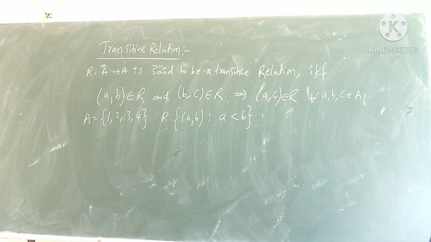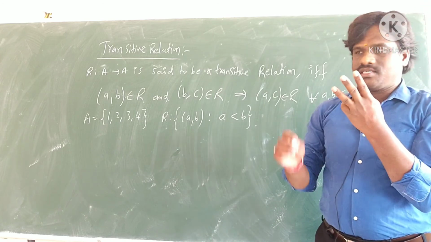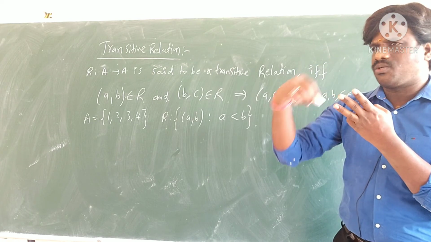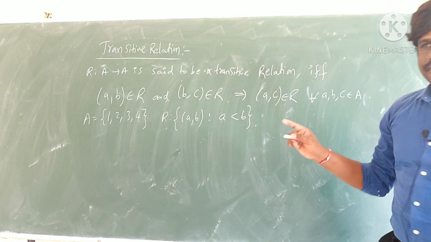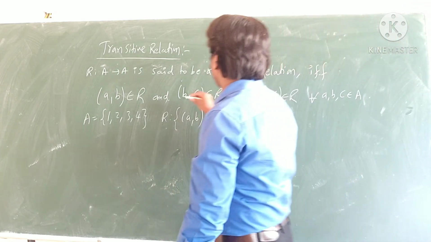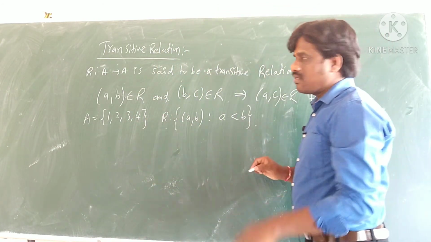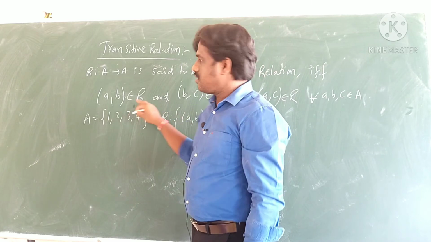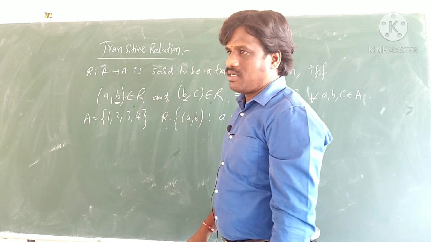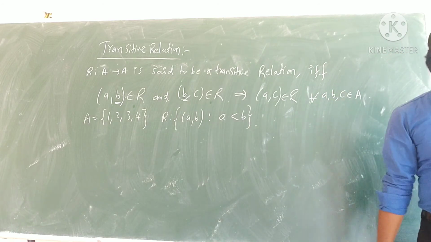So the next relation is the transitive relation. These three are very important relations: mainly reflexive, symmetric, transitive. They asked on these in previous year questions, so we'll do questions tomorrow. Now what is a transitive relation? A relation R from A to A is said to be transitive if and only if (A, B) belongs to R and (B, C) belongs to R, then (A, C) is also in the relation. Then such a relation is called a transitive relation.